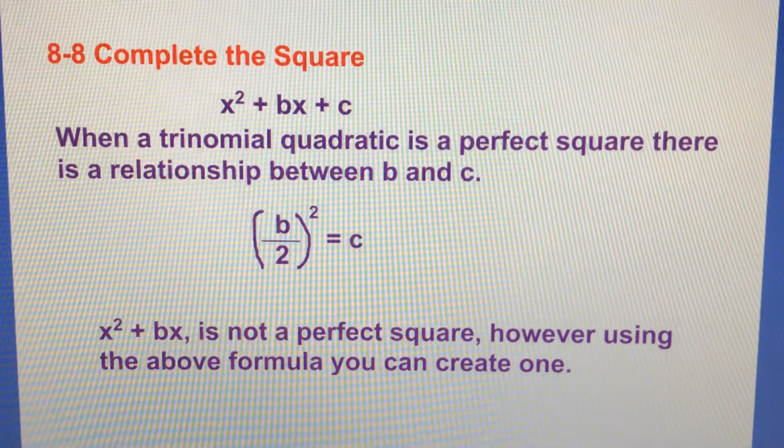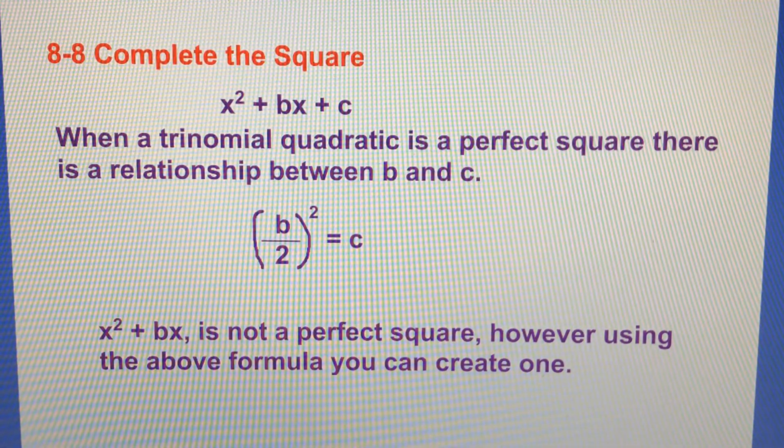Okay, we are getting so close to getting to that quadratic formula. Here we go. We're almost there. Let's look at 8-8, completing the square.